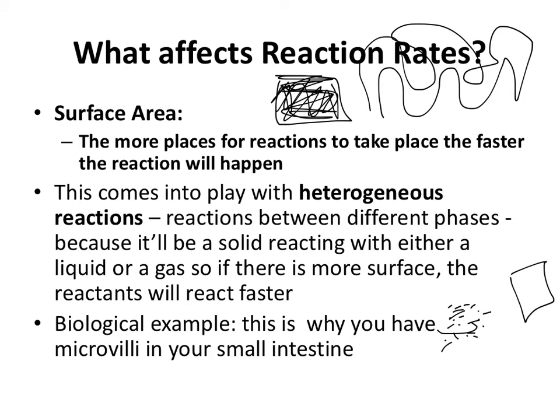This really comes into play with heterogeneous reactions. So this is reactions between different phases. So if we have a liquid and a solid, that's typically what you deal with. And this is because the solid is reacting with either the liquid or gas. So if there's more surface, the reactants will react faster. In a biological example, our small intestines have all these microvilli, and that increases the surface area of our small intestine so that we're able to take in more nutrients.